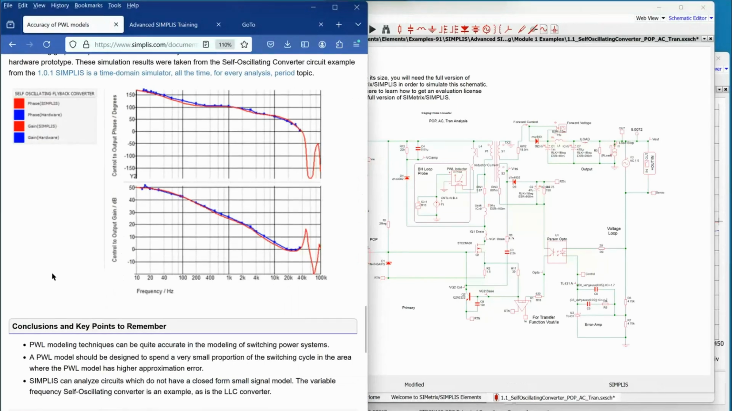Okay. All right. Any questions on accuracy?